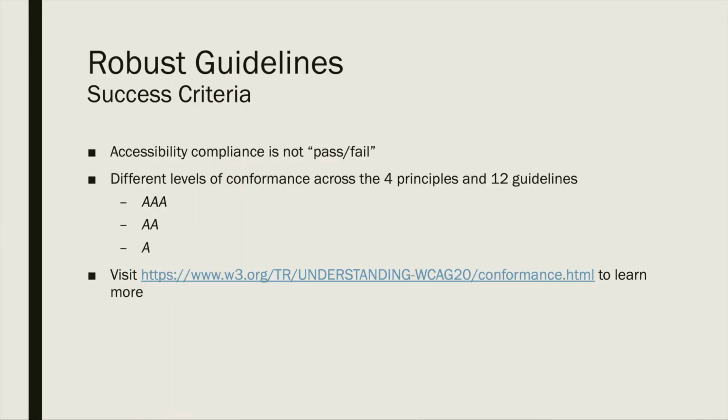Some success criteria. Accessibility compliance is not a pass-fail. There are different levels of conformance across the 4 principles and the 12 guidelines of the POUR concepts. There are AAA, AA, and A. AAA is the highest and single A is the lowest. Why they use an A-based system, I do not know. But this gives you a good idea about how something can conform to the guidelines put in place. You can visit this website right here, w3.org/tr/understanding-wcag20/conformance.html to learn more.